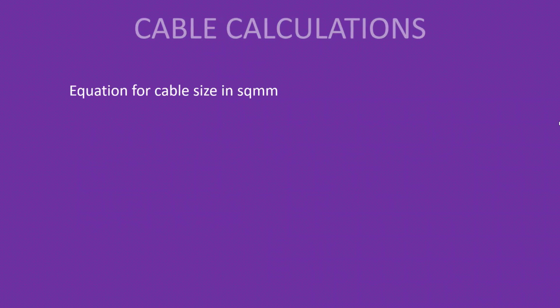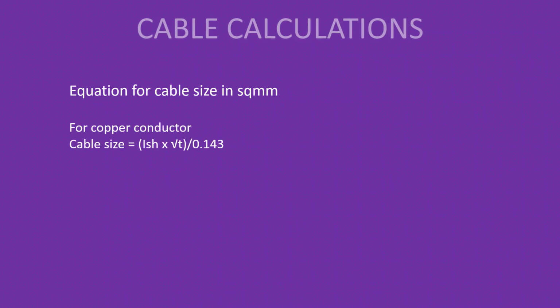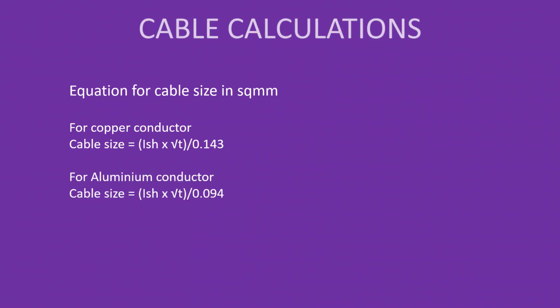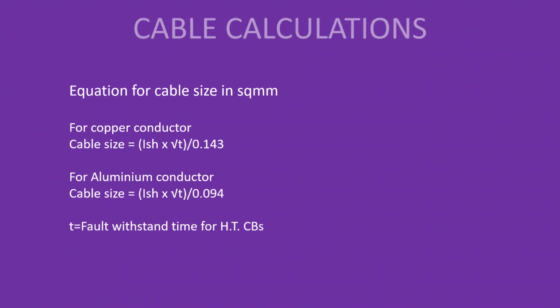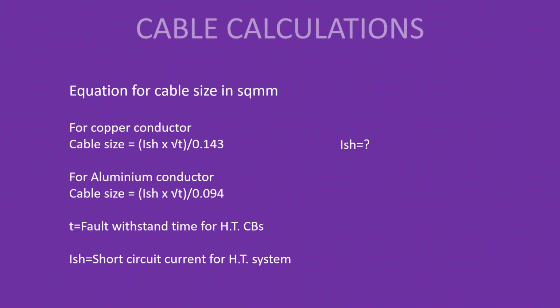Let's go into details. The first step is to find the minimum cable size based on the short circuit levels. The equation for HT cable size, for the copper cable, is ISH into root T divided by 0.143. For the aluminum cable, the equation is cable size equals ISH into root T divided by 0.094. In this, T is the fault withstand time for HT circuit breakers. ISH is the short circuit current of HT systems. We have to find ISH. T normally we will take as 0.5 to 1 second. 0.143 is the cable factor for copper.